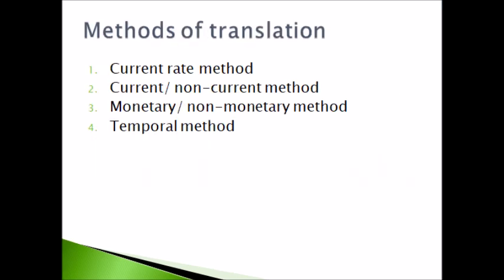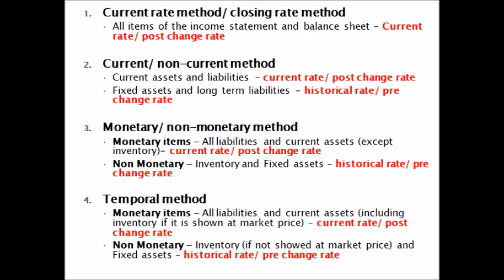For the calculation of translation loss or gain or translation exposure, we have four methods. Namely, the first one is current rate method, the second one current non-current method, the third monetary non-monetary method, and the fourth temporal method. For the first method, that is current rate method or closing rate method, all items of the income statement and balance sheet are recorded at current rate, which is also known as post-change rate.